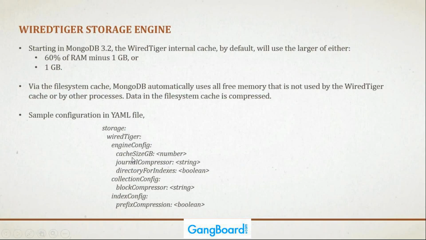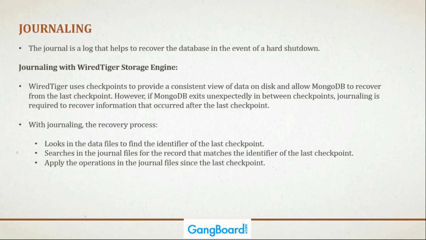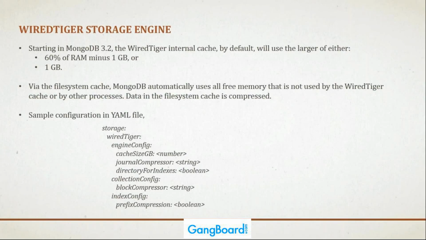But if you want to give more GB or less GB, you can configure it here. The next is the journal compressor. It means snappy compression or zlib compression. That is for journal files, not the data files. What is a journal file? We'll be talking about it in the next slide. This is to make sure whether you want to compress the journal files or not. And then directory for indexes.